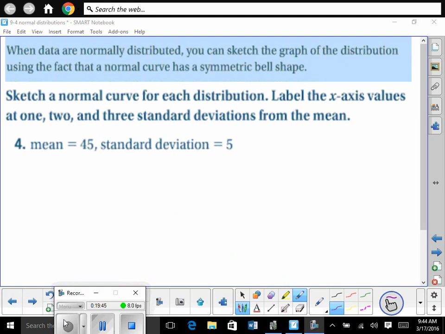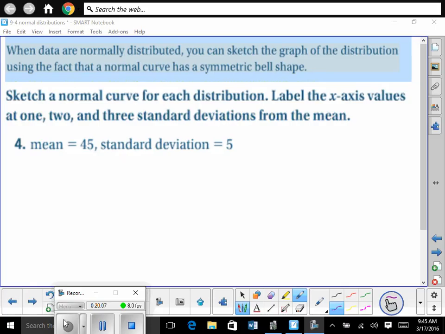Okay, so now we know if we're given that it's normally distributed and asked to draw a graph, then we can go ahead and do that because it's pretty simple. It's pretty straightforward. As long as we know it's normally distributed, we know it's going to be a bell-shaped curve, right? Okay, so let's draw this. It says when data is normally distributed, you can sketch a graph, which is what I just said, using the fact that a normal curve has a symmetric bell-shaped curve.